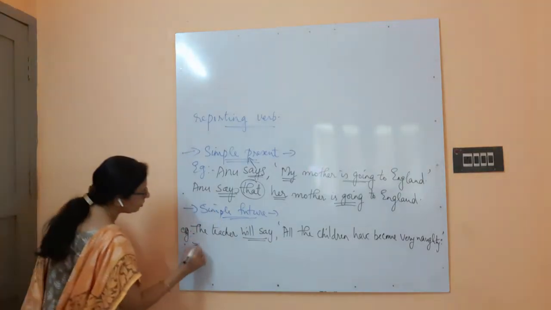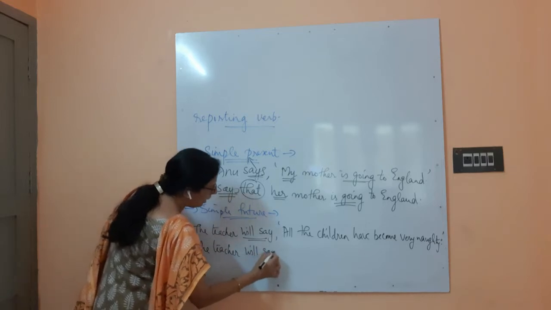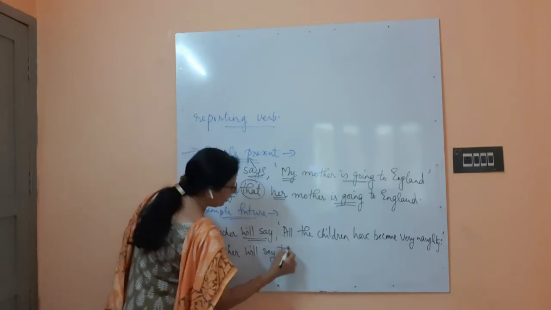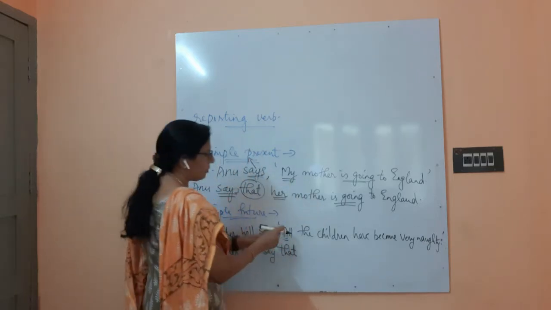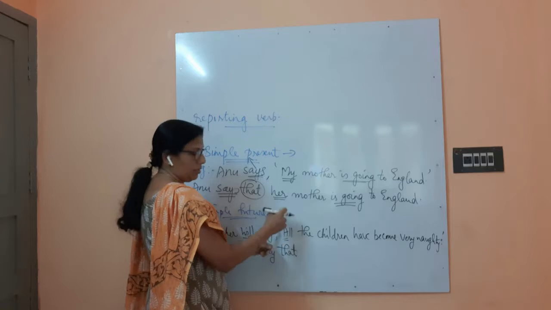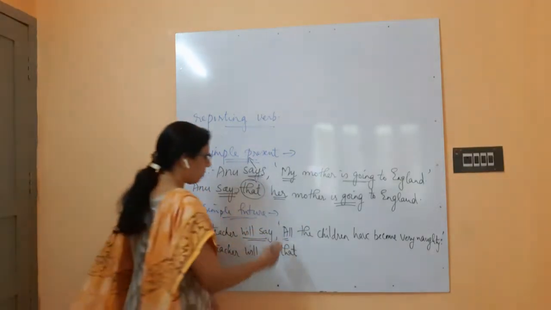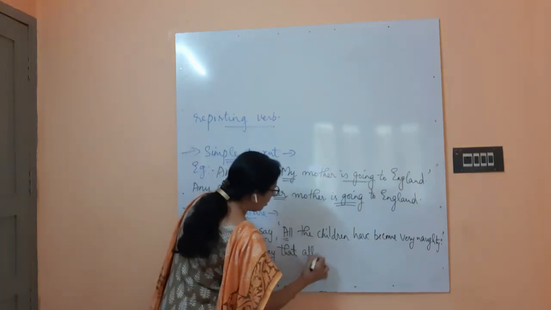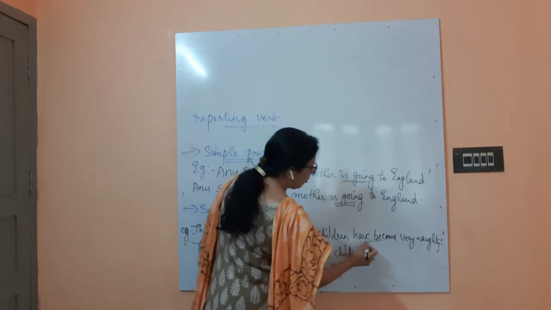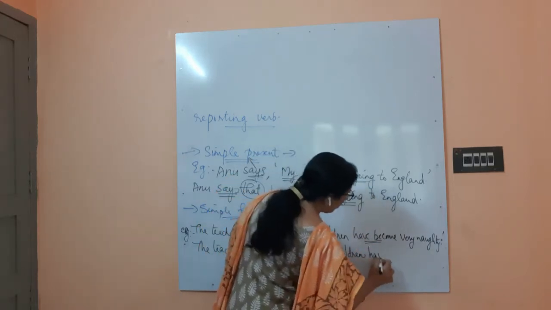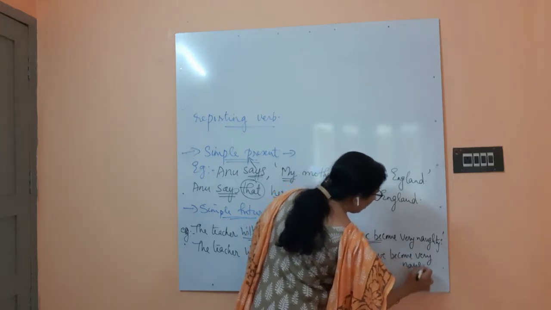So the answer will be: the teacher will say, remove all these punctuations and use the conjunction, will say that, and don't use capitals here because we separated this part as a quote. That is why we have used capitals there, but when we are combining, we do not use capitals. The teacher will say that all the children, this is third person, so no change. All the children have become, will you change to have become? No. All the children have become very naughty.